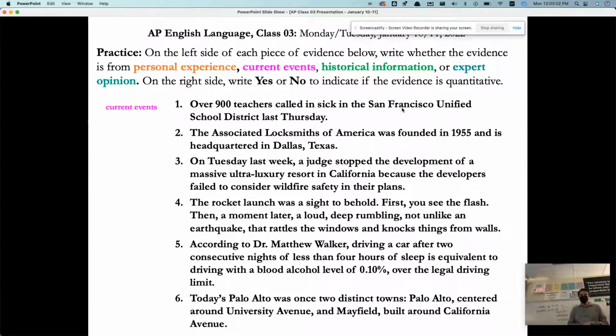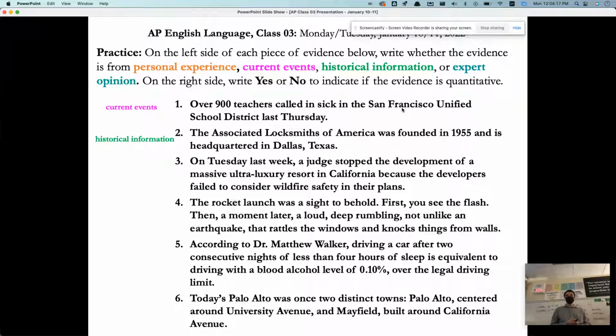Number two, the Associated Locksmiths of America was founded in 1955 and is headquartered in Dallas, Texas. Basic pieces of information like this fall under the category of historical information. I would say no, not quantitative for that one. Yes, there's a year, but it's not a quantity, it's just a date. It's just an indicator of when something happened.